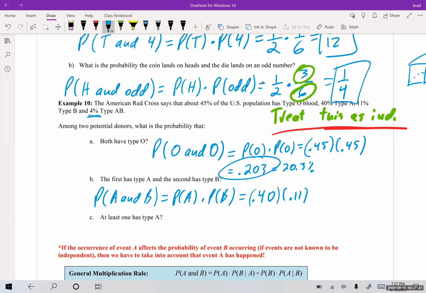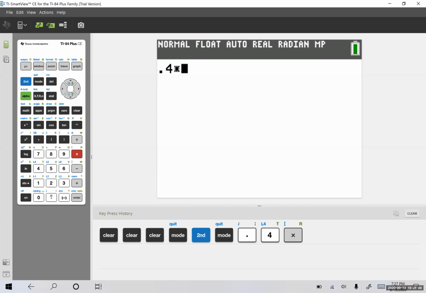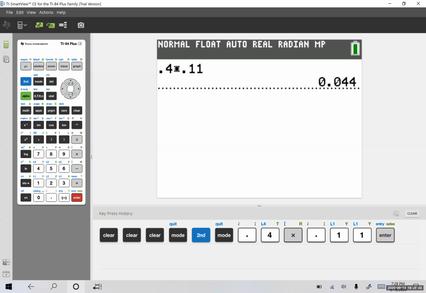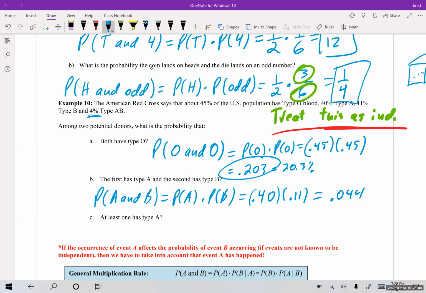So I think we should be good on that. Let's see what we get here. We get 0.044. Let me double check this on my calculator. 0.4 times 0.11 gives 0.044. So that's not approximate, that is exactly 0.044, or 4.40%. That's the probability, but if you wanted to convert it to a percent, you could.